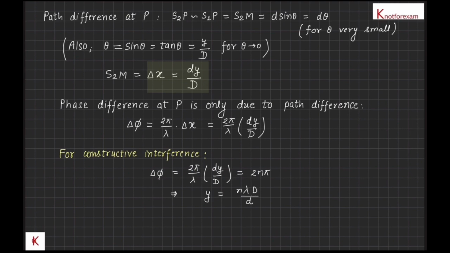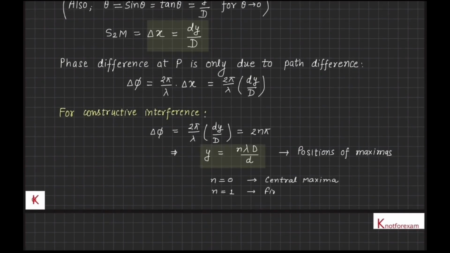For this, y will be equal to n lambda D by d, which gives the position of maxima. For n equal to 0, that is y equal to 0, we get the central maxima, and for n equal to 1, 2, 3 and so on, we get the first, second and third order maxima respectively.